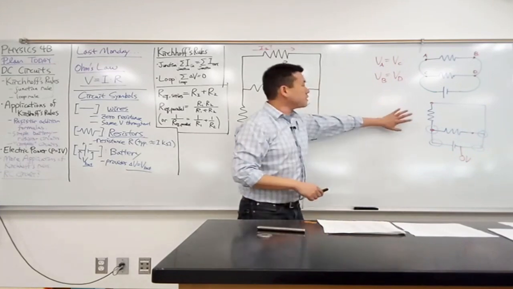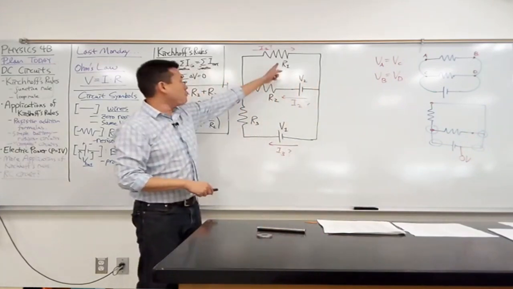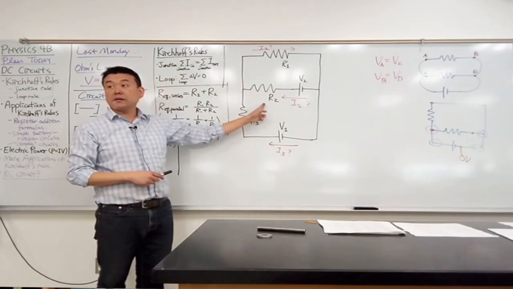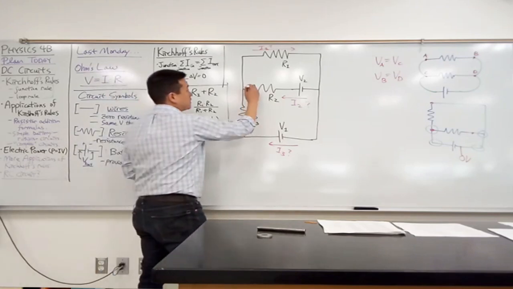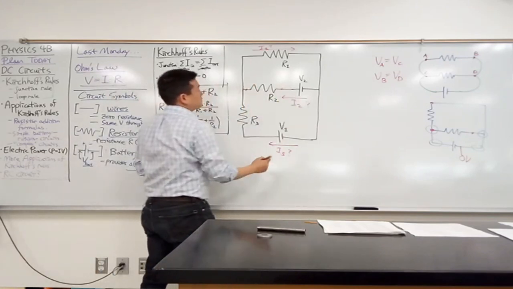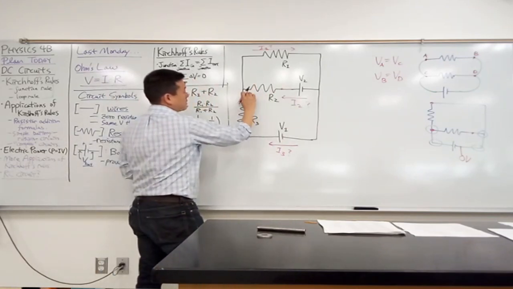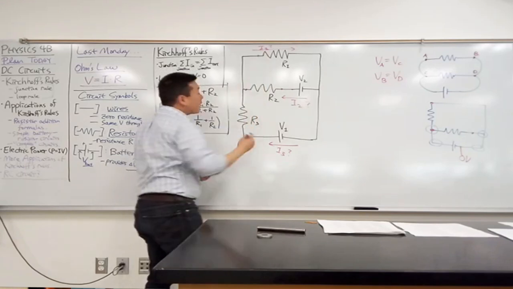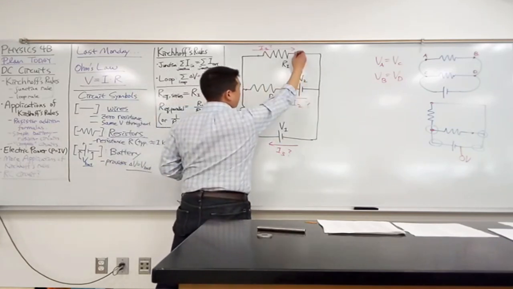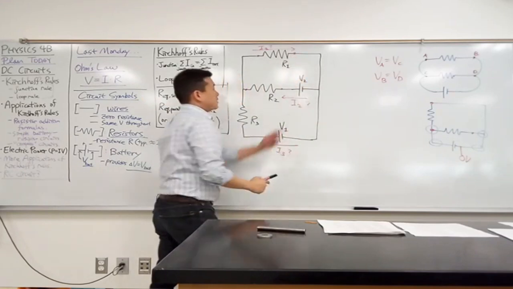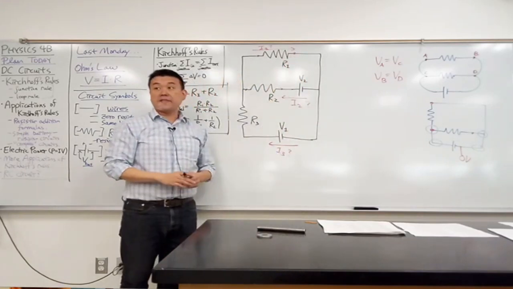Okay. So using that definition, are R1 and R2 in parallel? As in voltages at these two endpoints. Is voltage at this endpoint the same as this? Oh, I guess it is. It's connected by wire. Is voltage at this endpoint the same as voltage at that endpoint? Why not?